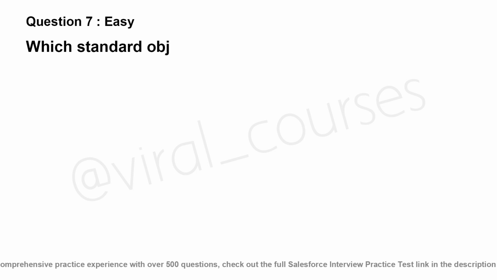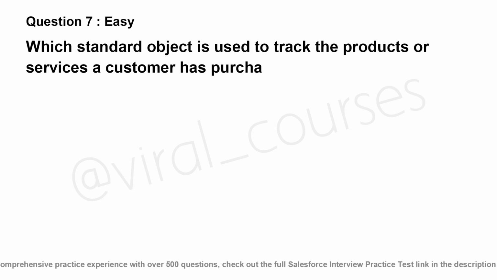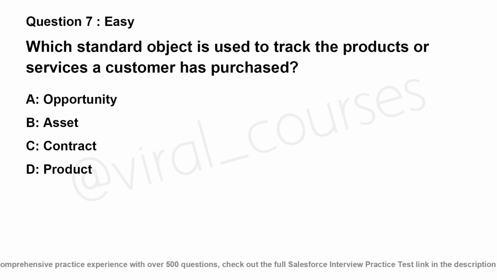Which standard object is used to track the products or services a customer has purchased? Option A. Opportunity. Option B. Asset. Option C. Contract. Option D. Product.